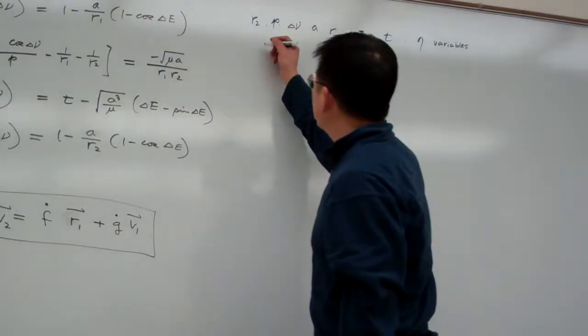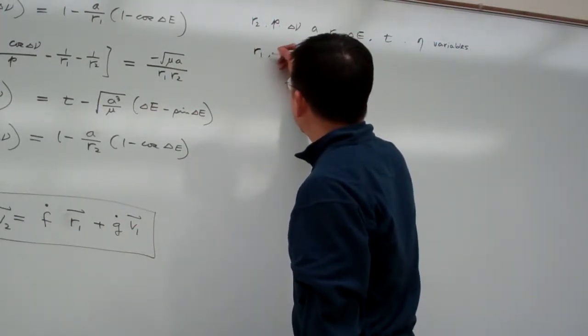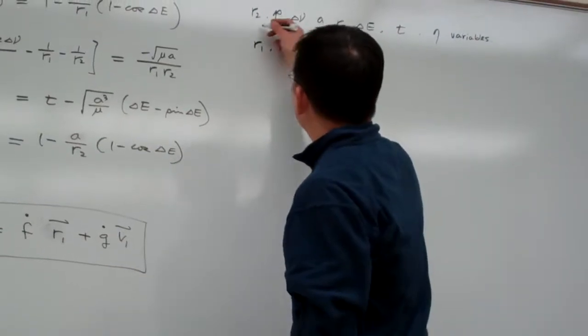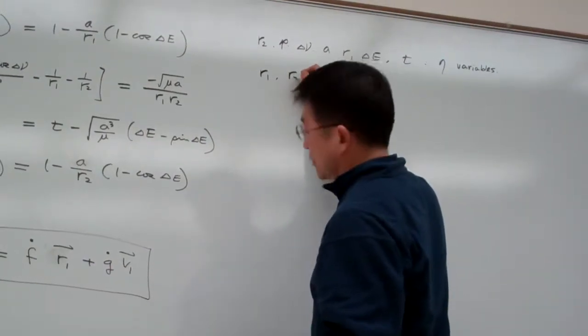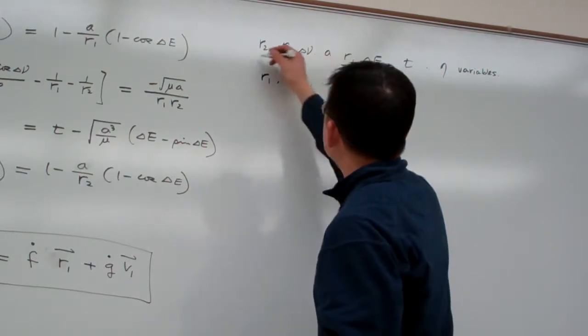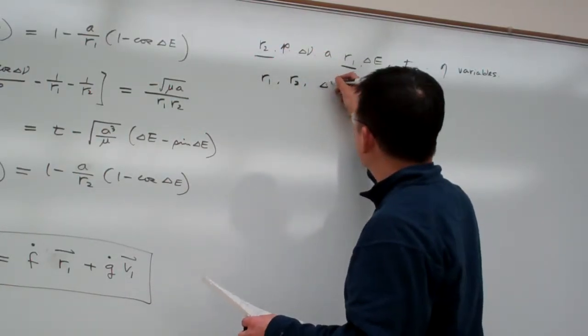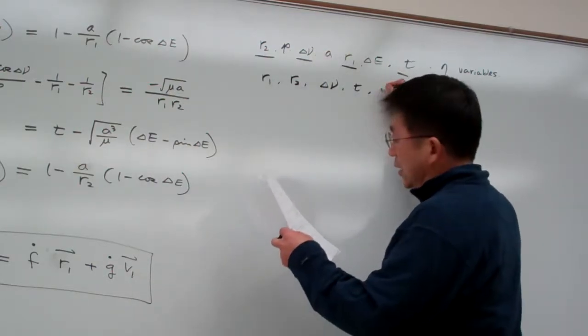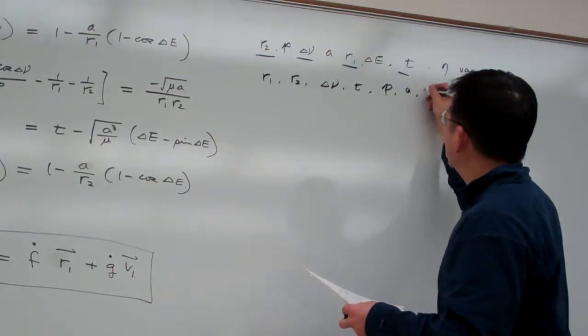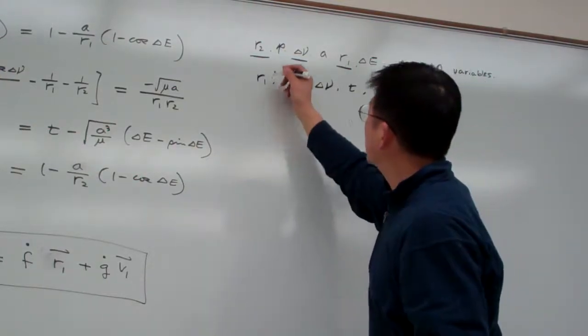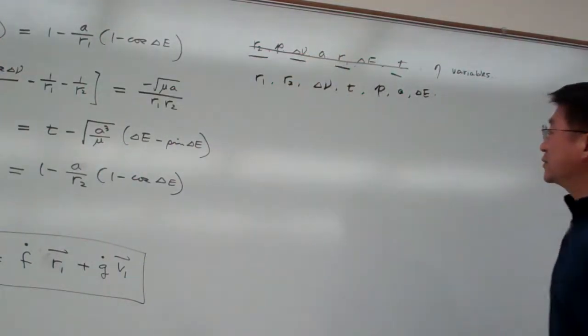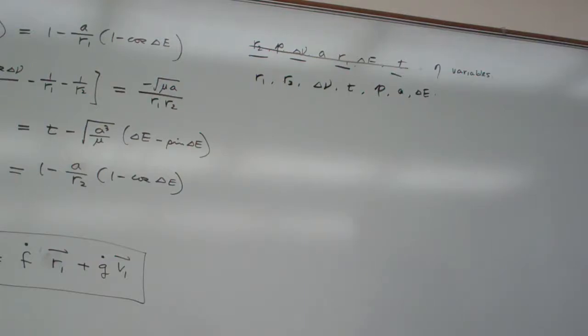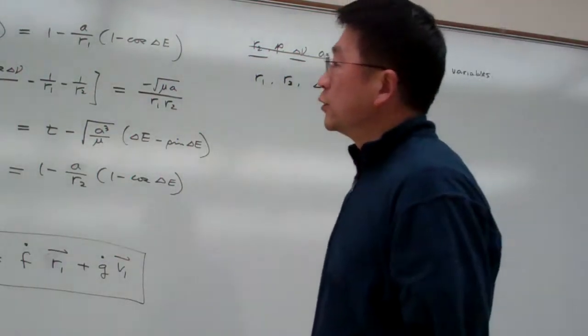Let me rewrite this one, and put it into a better arrangement. So R1 and R2, and delta nu and T, and P and A, delta E. Okay, so let me rewrite the 7 variables like this. And now we can check how many we are given, how many we know.